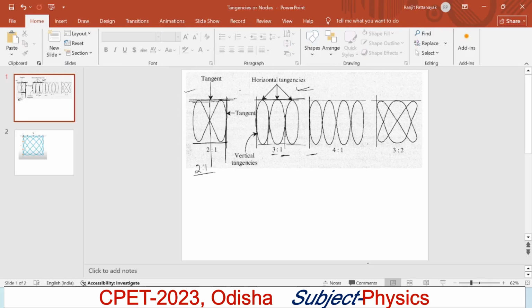For this case, here one tangent, that means at node we can draw one tangent. Here one tangent, here one tangent, here one, here another one. So here 4 vertical tangents and 1 horizontal tangent.